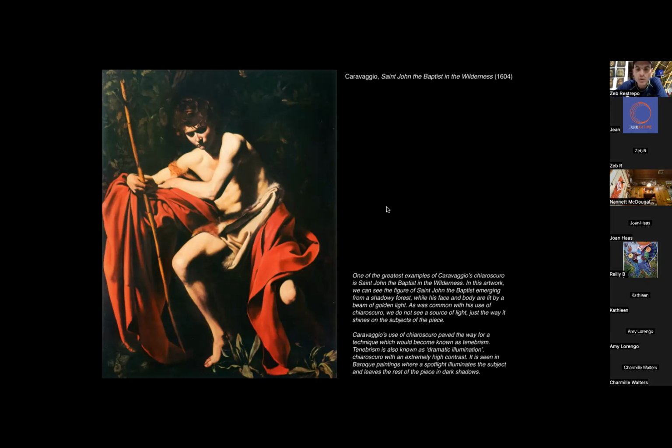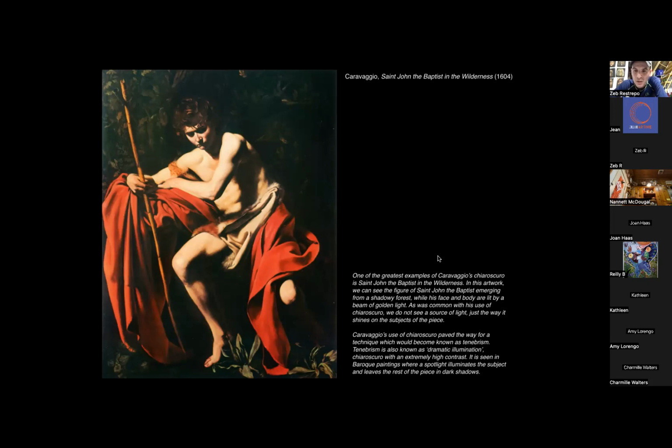Caravaggio's use of chiaroscuro paved the way for a technique which would become known as tenebrism. Tenebrism is most often associated with really no details when it comes to the shadows. When we look at the shadows, we don't see a whole lot of detail, especially on the right side of his leg, on the red clothing. The shadows are not really described; there are just solid areas of pitch blackness. That's how we would want to understand tenebrism, and how we differentiate it from sfumato or chiaroscuro more generally.